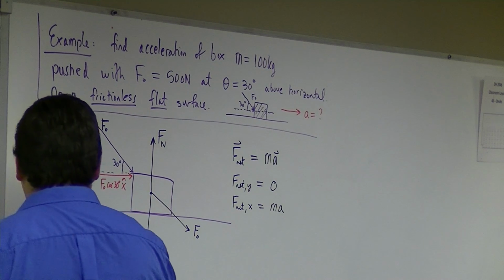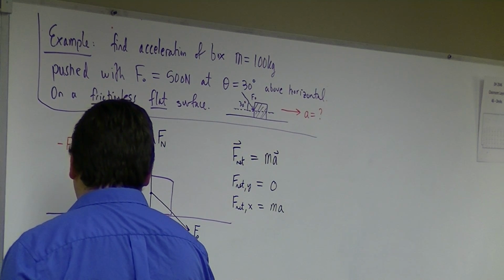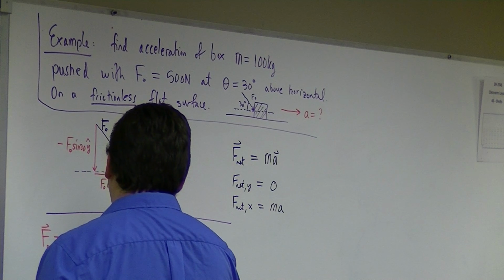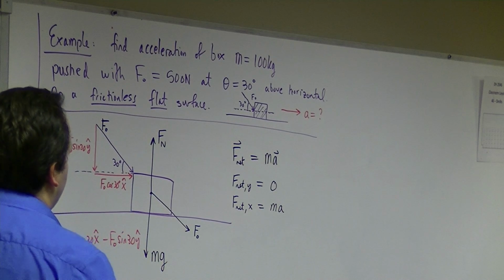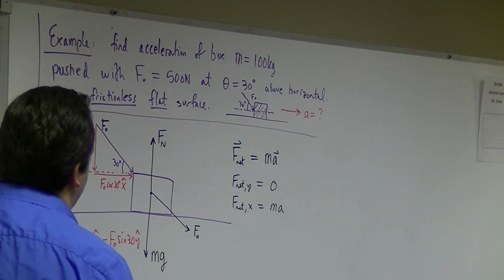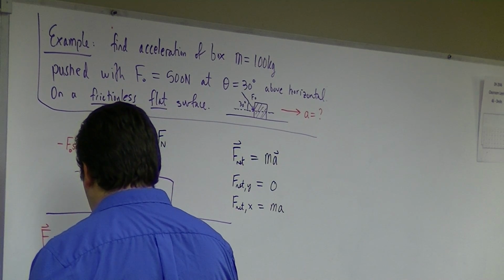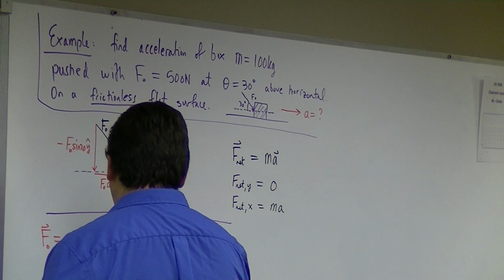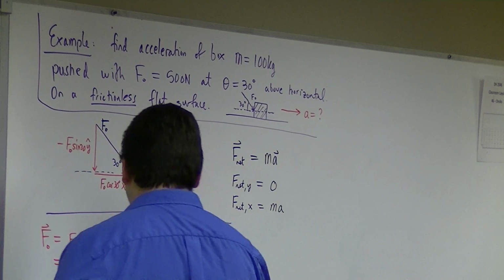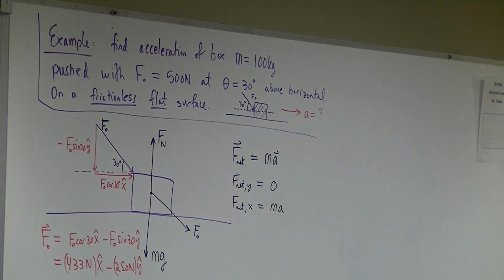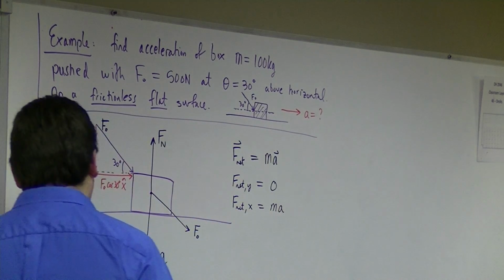So we can definitely write this equation: F naught is equal to F naught cosine 30 x hat minus F naught sine 30 y hat. Now in terms of specific numbers, cosine of 30 is about 0.866. You got 500, 500... what's that, 433? So 433 newtons, give or take, x hat. Now, that's minus 250 newtons, y hat. I happen to know sine of 30 is a half. Okay, so there you go, that's F naught.